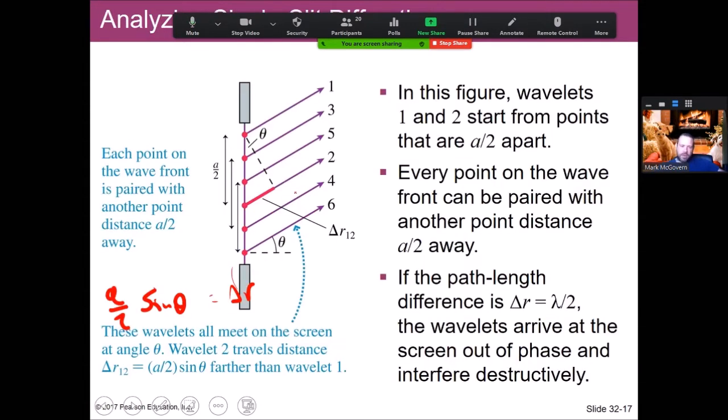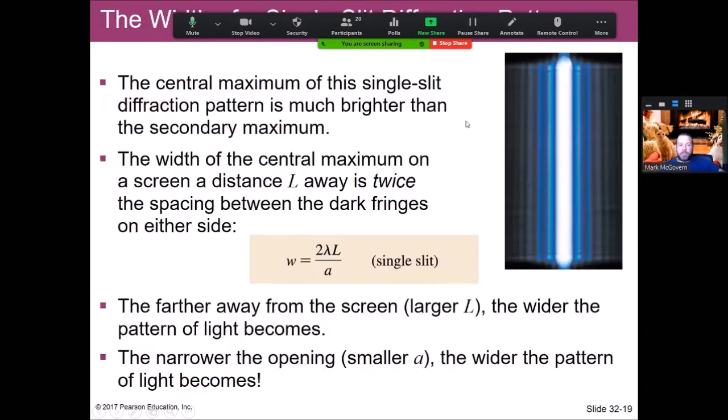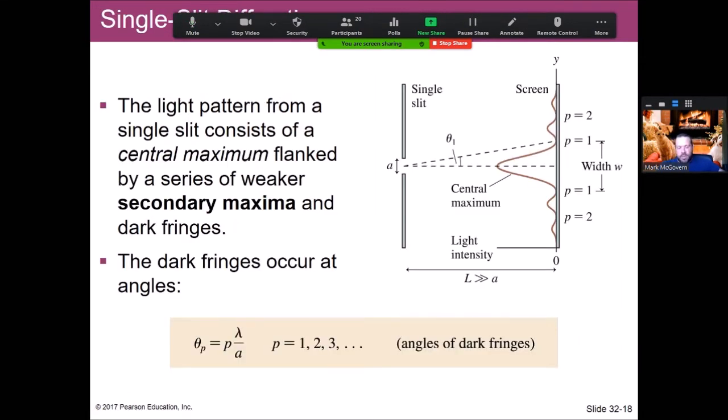Again, go back here. What's the path length difference we're actually considering? We're considering half wavelengths, because in diffraction we want to know dark fringes. So the 2's drop out, and then we divide by A, and assuming we have a small angle approximation, which we do, then sine theta just becomes theta, and we end up with this relationship here.